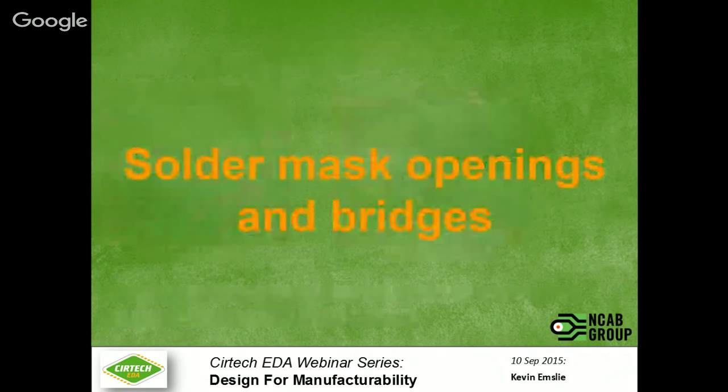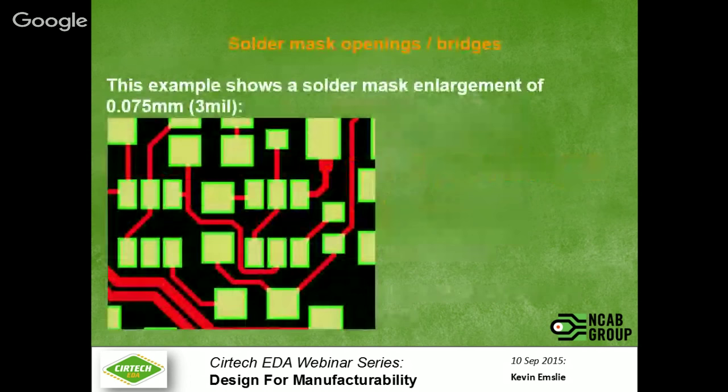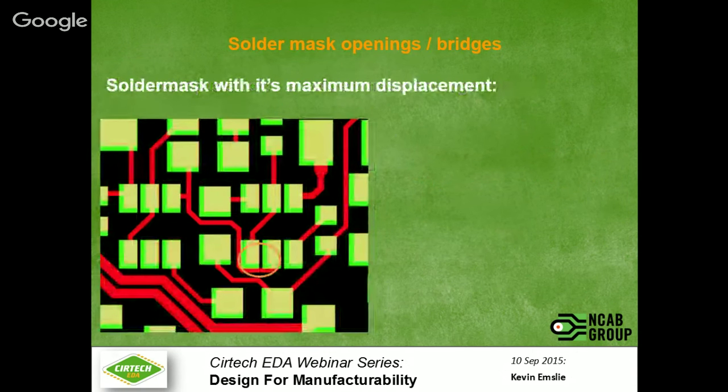Okay, solder mask openings and bridges. As you can see there, the solder mask is nicely centered onto the pads. No problem there, that's an ideal world. If we take that solder mask and we displace it in a direction, you can see around the pink circle that the solder mask is displaced to a point where it may actually be exposing copper on the tracks. And that is a recipe for a short circuit.